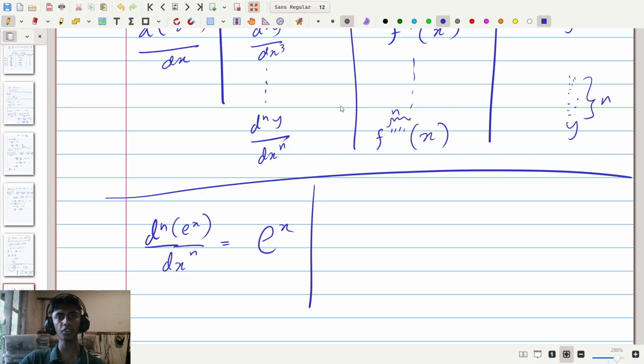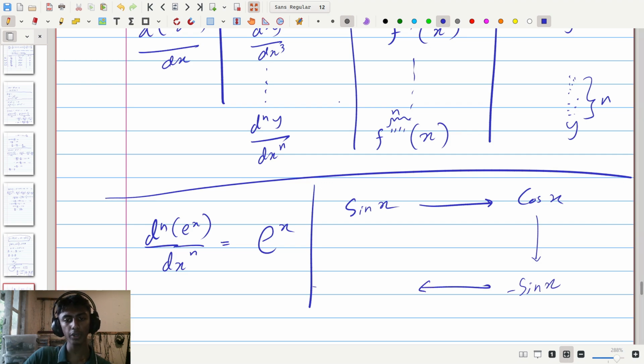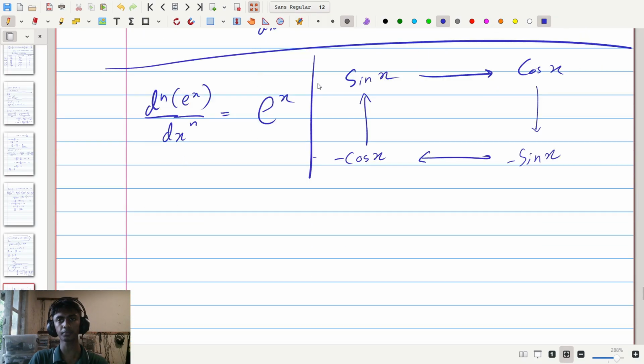We also talked about the cycle of sine and cosine, saying that when you take sine of x and take its derivative, you get cosine of x. When you take cosine of x and take its derivative, you get negative sine of x. When you take negative sine of x and take its derivative, you get negative cosine of x. And when you take negative cosine of x and take its derivative, you get sine of x. This is a fourfold cycle. Every 4 times it iterates to get you the same exact result.